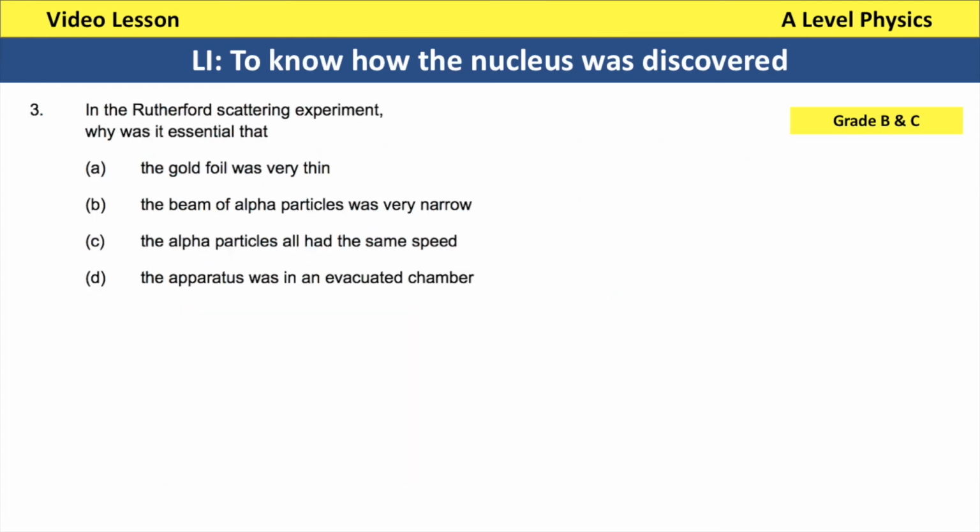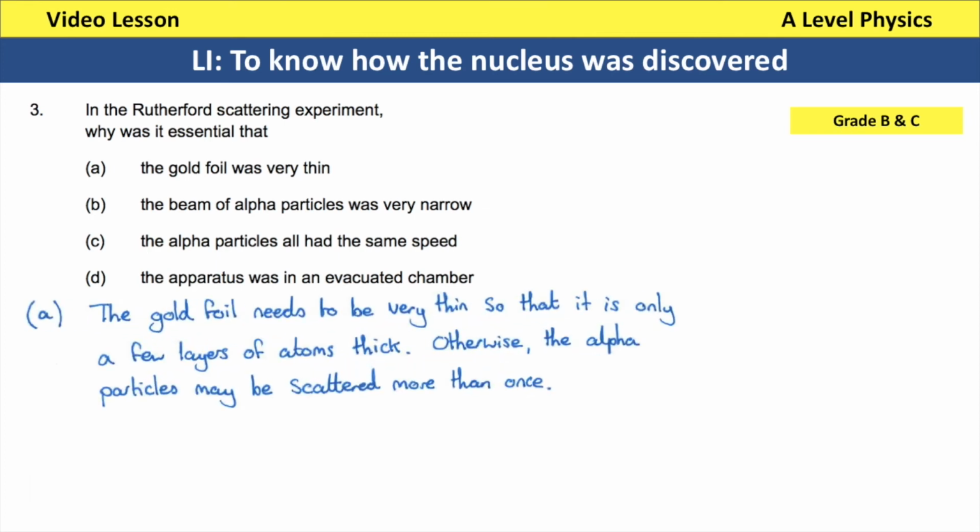Question 3. In the Rutherford scattering experiment, why was it essential that the gold was very thin? So the gold has got to be thin so that it is only a few layers of atoms thick. Otherwise, the alpha particles may be scattered more than once or by more than one atom.